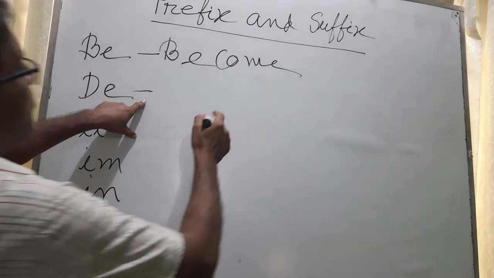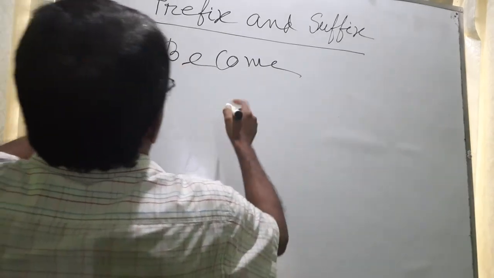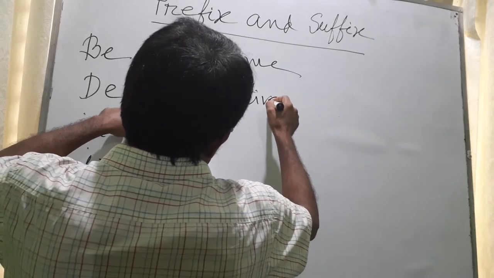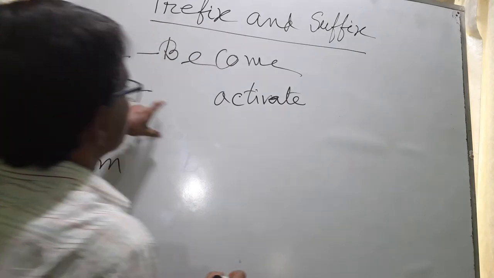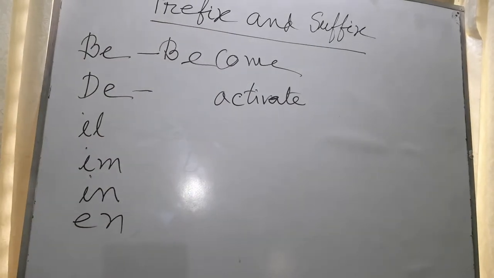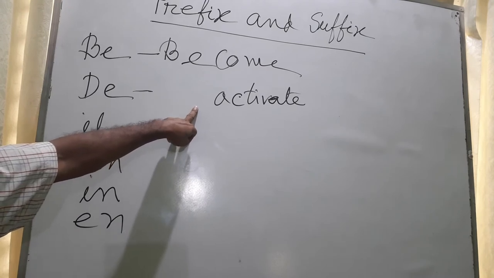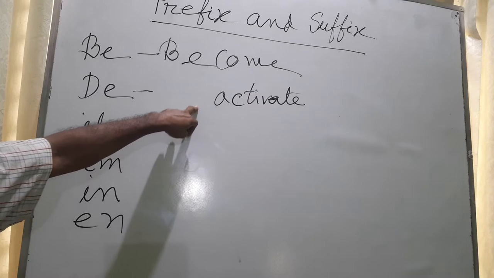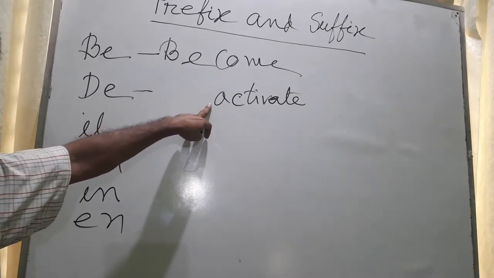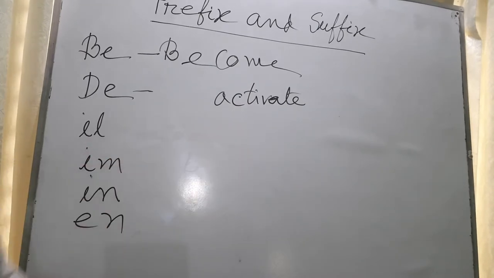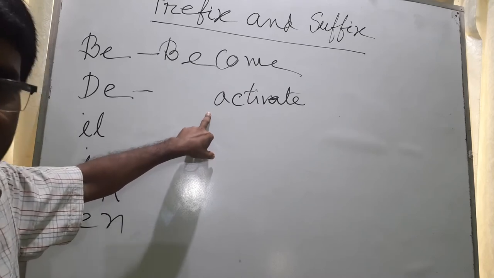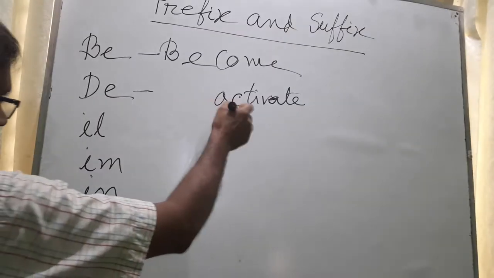Again, if the base word is activate, you often see in your mobile set any function activate or deactivate. You are known to the word activate, especially in your mobile phone function. If the prefix de is added with the base word activate, then it will be deactivate. Deactivate. Okay.